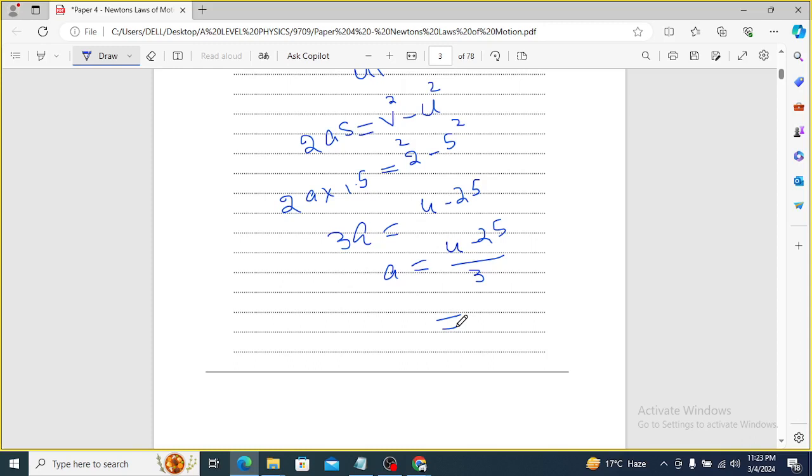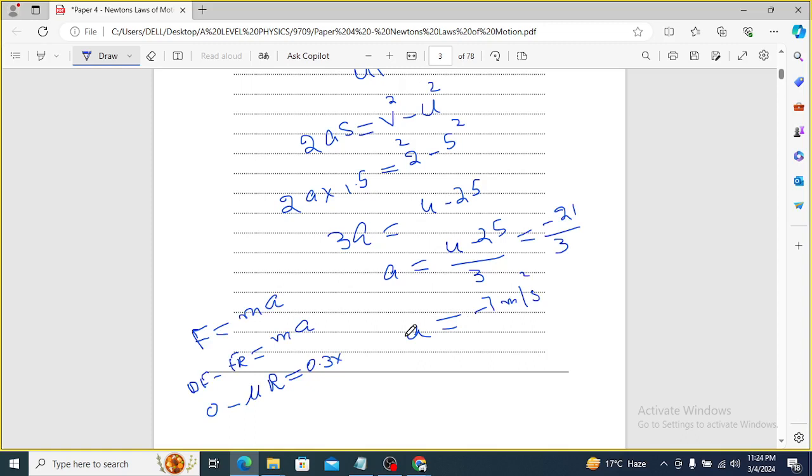What did we have to find? The coefficient of friction. So F equals ma. Friction is the opposing force, so driving force minus friction force is the resultant force, which is equal to mass times acceleration. There is no driving force, so 0 minus mu R equals mass times acceleration. Mass is 0.3 and acceleration, which we got in the previous step, is minus 7.